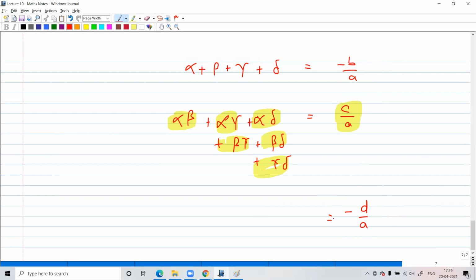So now this time, what is this d by a actually? It will be the sum. Alpha into beta into gamma into delta, the product of all the four. No. See, this was the product of one taken at a time, two taken at a time. This time it will be three of them together at a time. So you have to do alpha, beta, gamma, then beta, gamma, delta, plus alpha, beta, delta, plus alpha, gamma, delta. Anything else? No, sir.